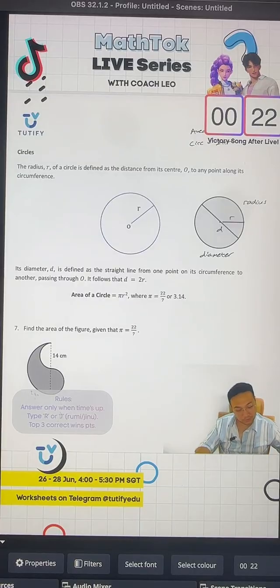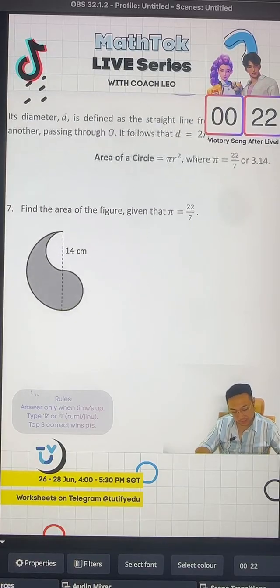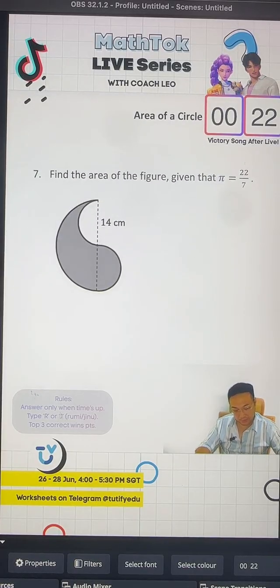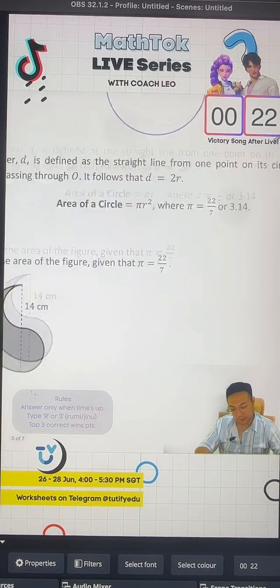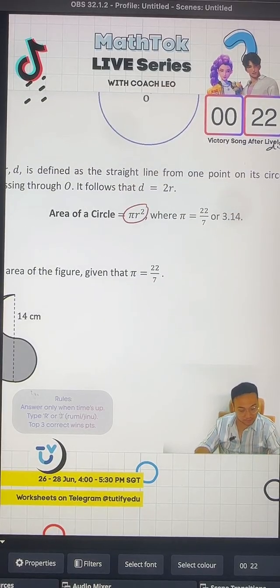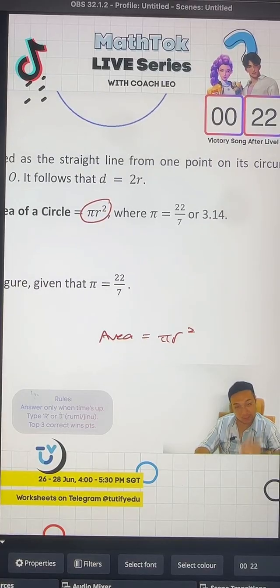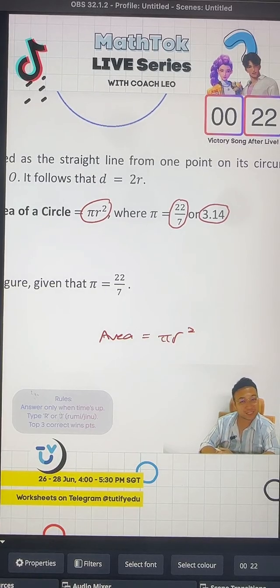Alright, now that you know the basics, can everybody look at question 7? How do you find the area of the figure, given that pi is 22/7? Let me talk about pi for a while. The area of a circle is pi r squared. But you must know what pi is, and what pi is depends on the question. Sometimes the question tells you that it's 22/7. Sometimes the question tells you it's 3.14. So you must always listen to the question.